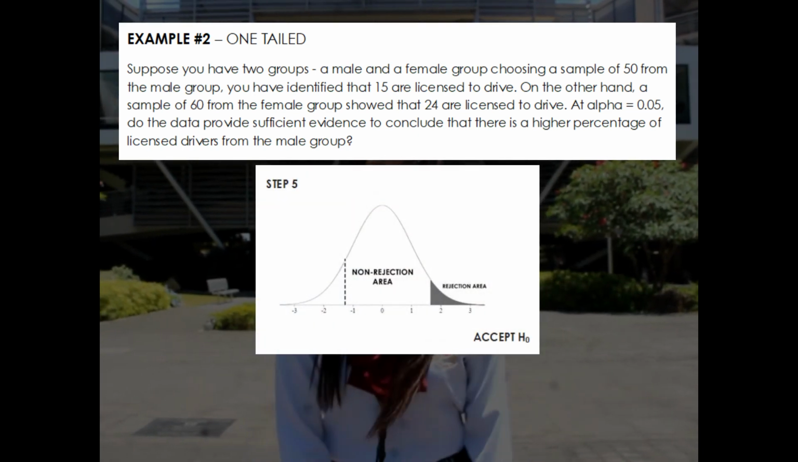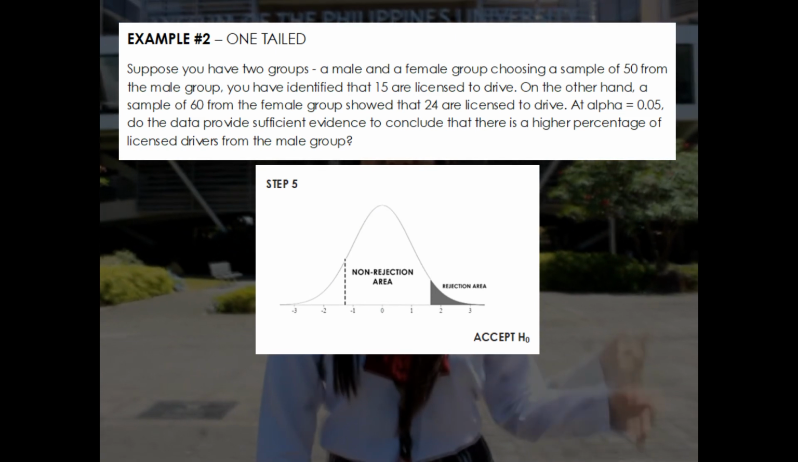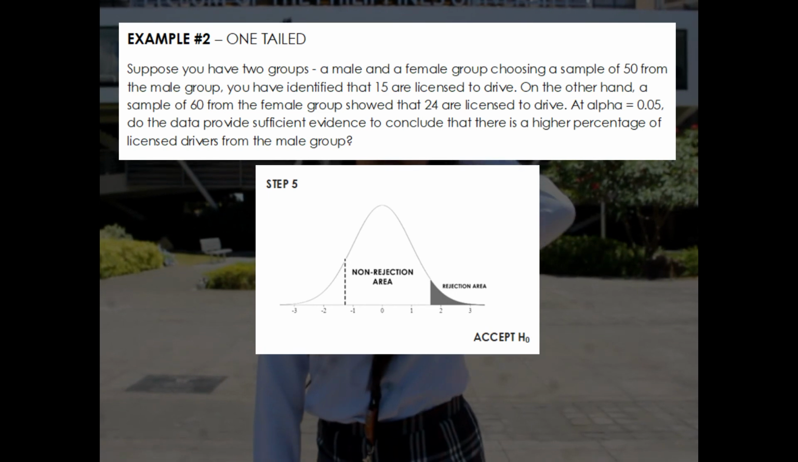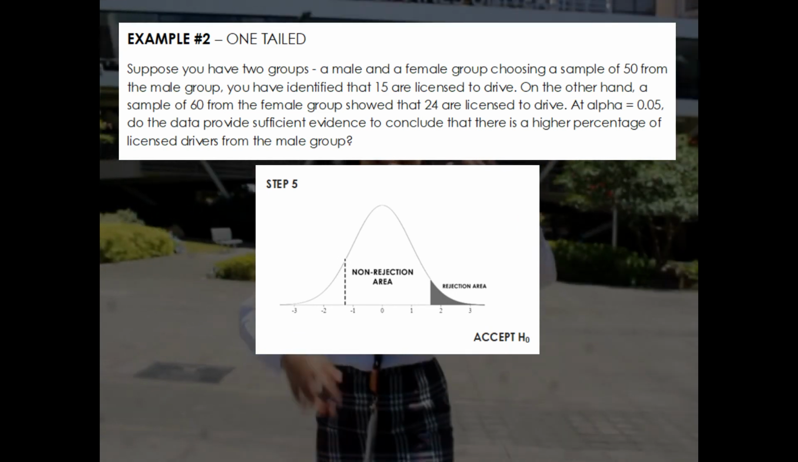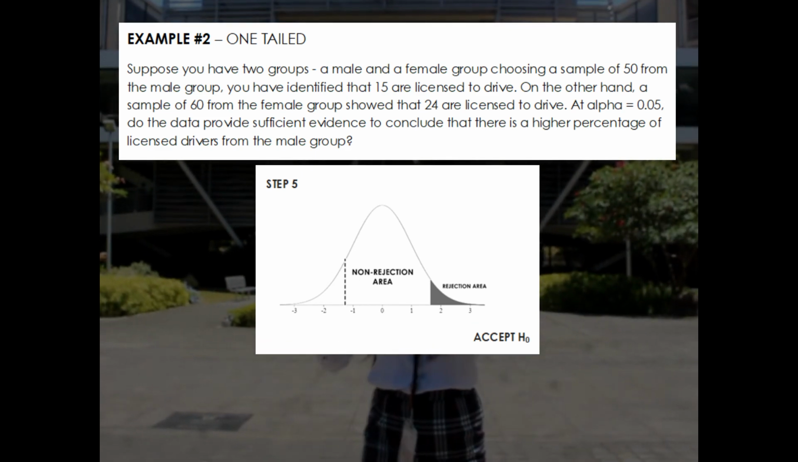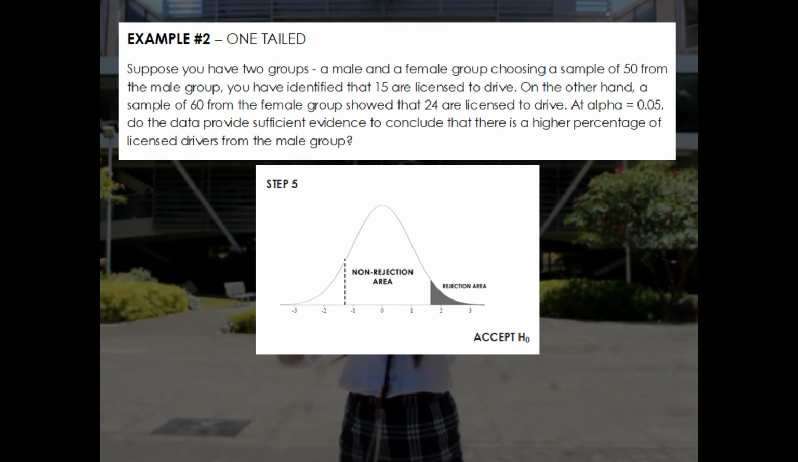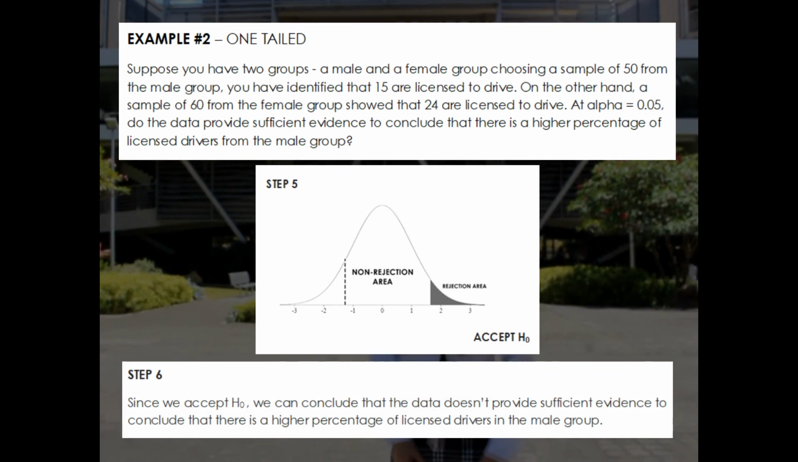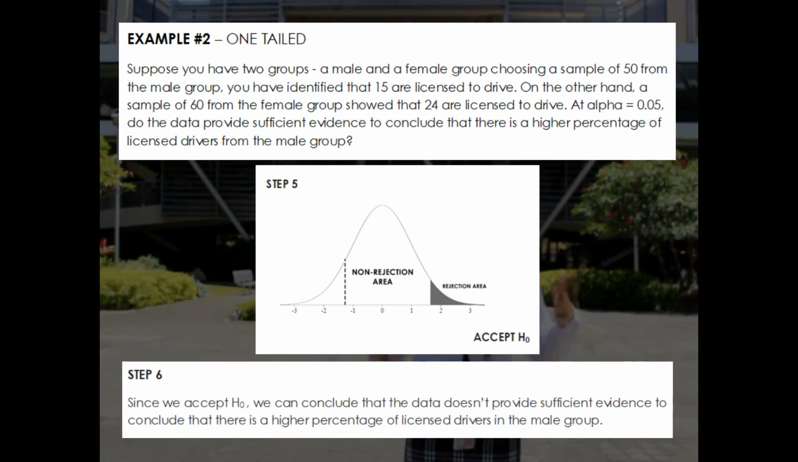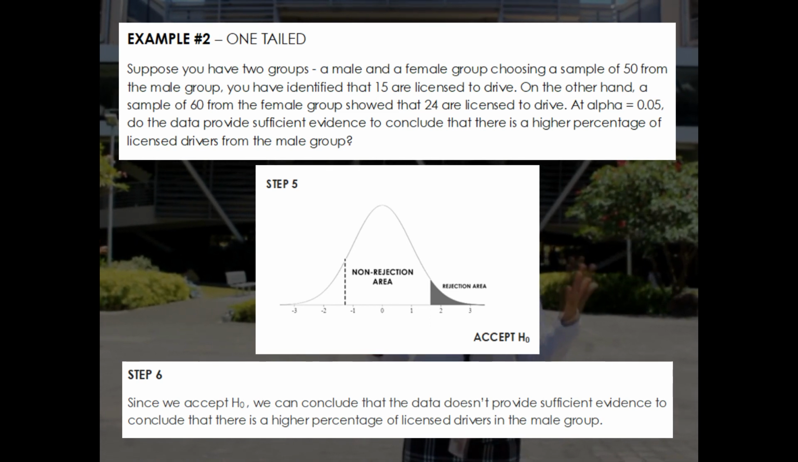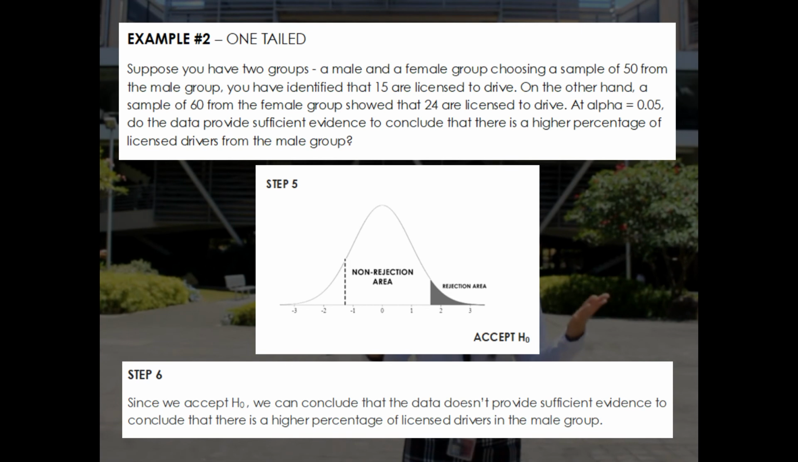Step number 5, the normal distribution. For this problem, we can see that negative 1.14 is already within the non-rejection area for H0, so we must accept H0. Step number 6, the conclusion. Since we accept the null hypothesis, we can conclude that the data doesn't provide sufficient evidence to conclude that there is a higher percentage of licensed drivers in the male group.